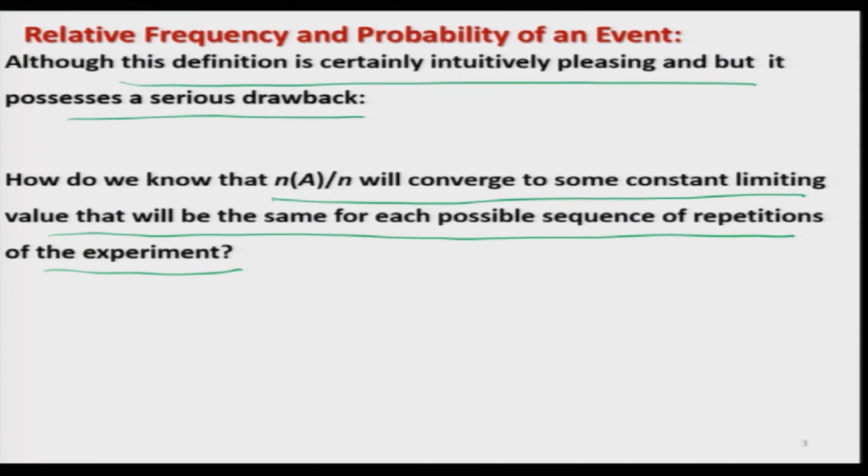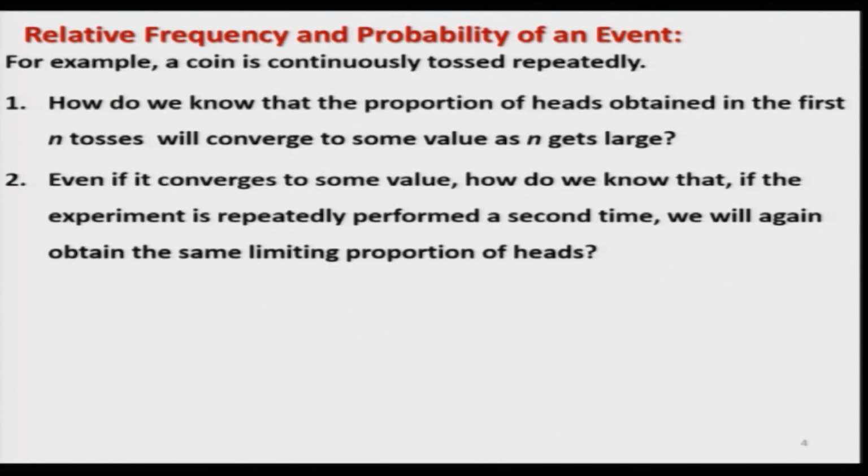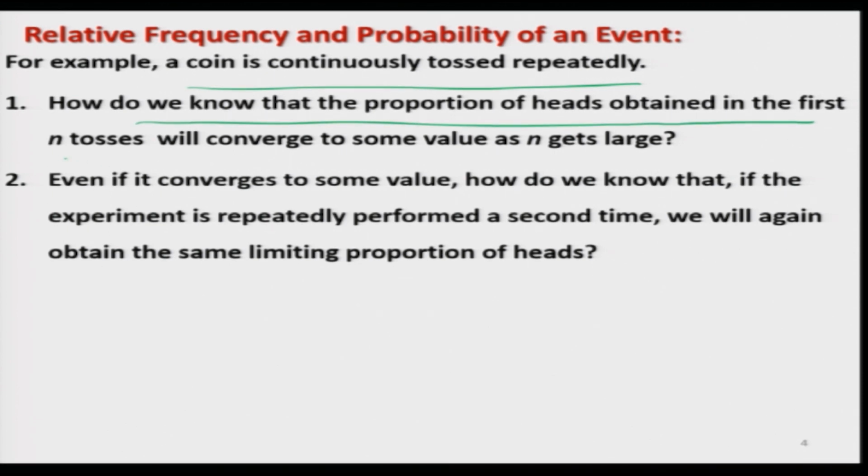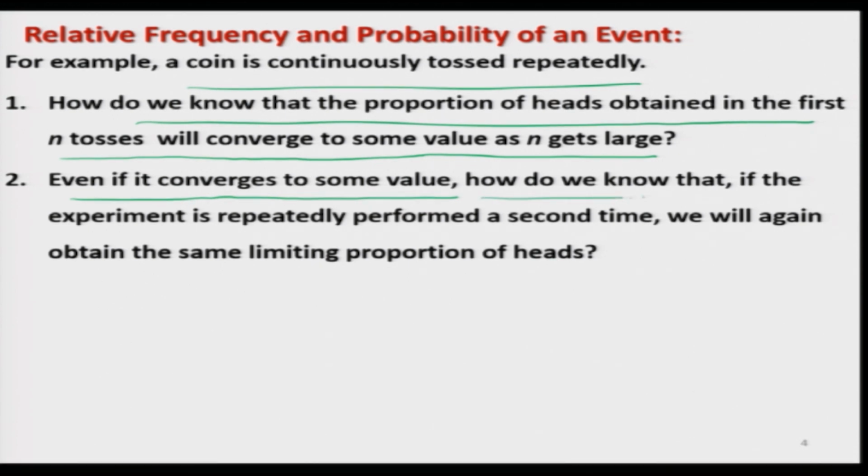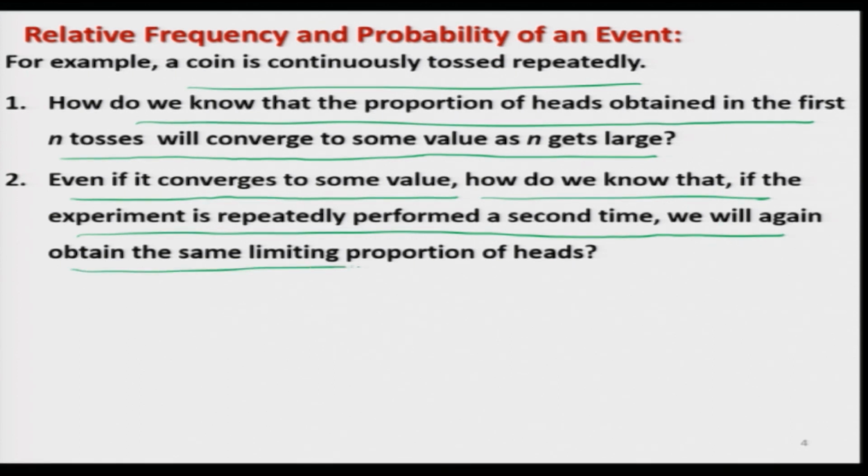So, now how are you going to know whether n_a upon n is converging to some constant limiting value or not? For example, if a coin is tossed repeatedly, how do we know that the proportion of heads obtained in the first n tosses will converge to some value as n gets larger? And even if you find such an n, and even if it converges to some value, how do we know that if the experiment is repeated a second time, we will again obtain the same limiting proportion of heads?